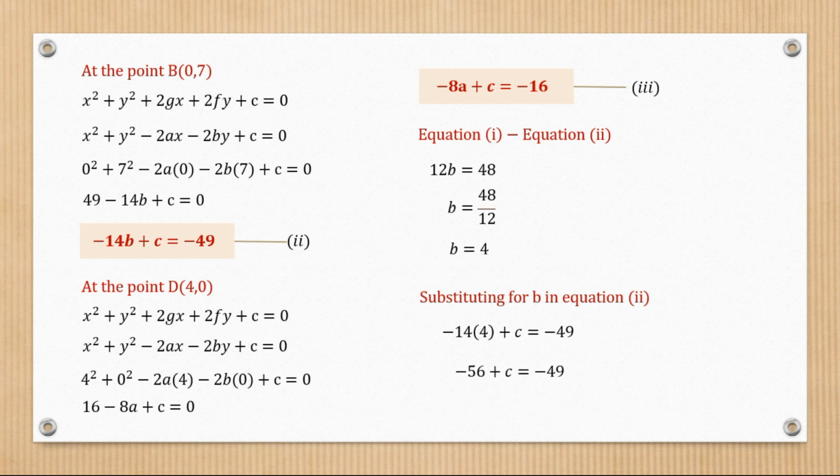Now that I know the value of b, I can substitute for b into equation 2, of which I'll have it as this. So c shall be equal to 7. Now that I know the value of c being equal to 7, I can find the value of a by substituting for the value of c in equation 3.